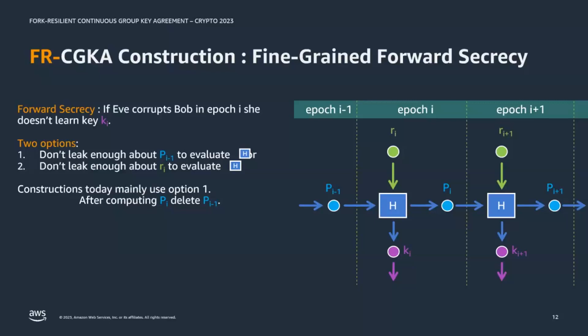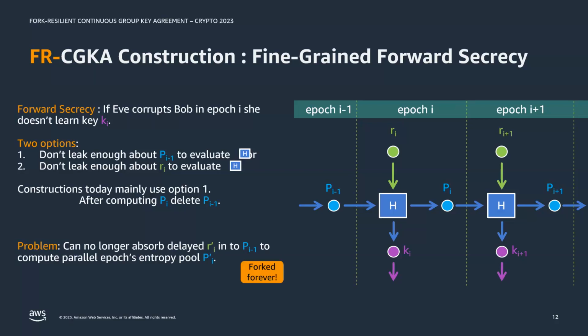And up till now, all the constructions, they really focus on this first approach, but they do it very heavy-handed. They basically stipulate as soon as you compute this new entropy pool P_i, you have to go back and delete the old one completely. And the upshot of that is, if you now get some delayed R_i prime, you can no longer evaluate the absorb and extract because you've deleted that old entropy. And this is why you're forked for it.